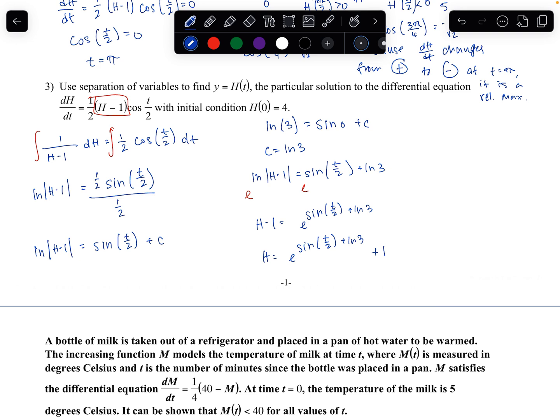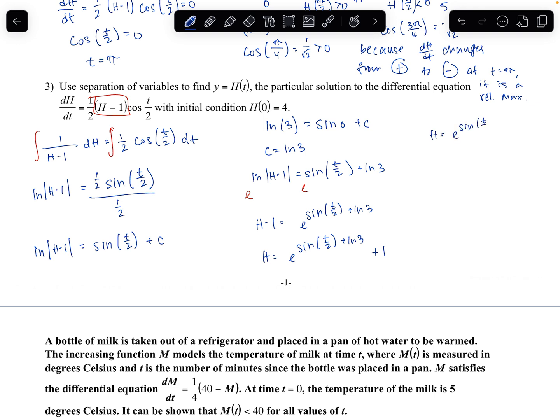You do not have to do this. Remember, you don't have to simplify. If you do simplify and get it wrong, it will be marked wrong. But I'm going to simplify because I'm going to get it right. Because they do this all the time. Right there, I can write this instead as h is equal to e to the sine of t over 2 times e to the natural log of 3, plus 1.